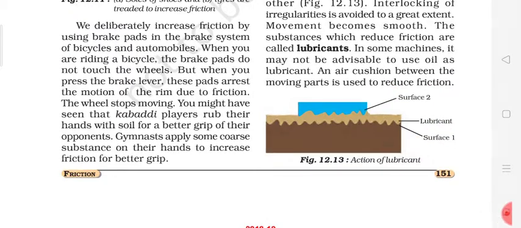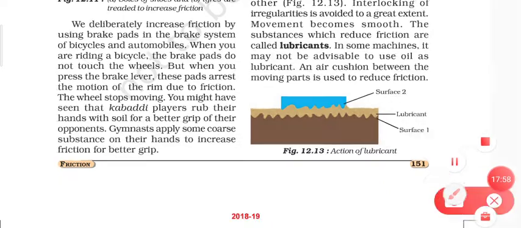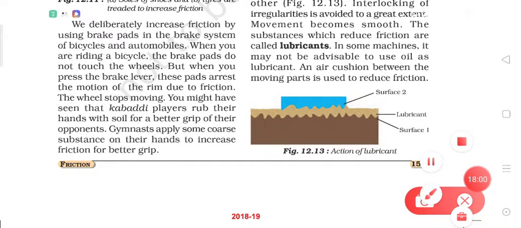Okay, so in order to reduce the friction we have to apply lubricants, because a lubricant makes a thin layer and fills up the irregularities between the surfaces. In certain machines the use of lubricants is not required or desirable. In that case we use an air cushion, right?